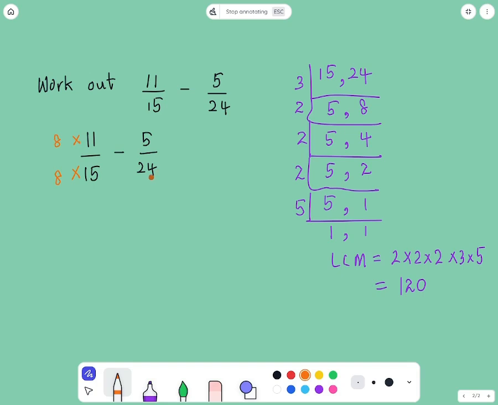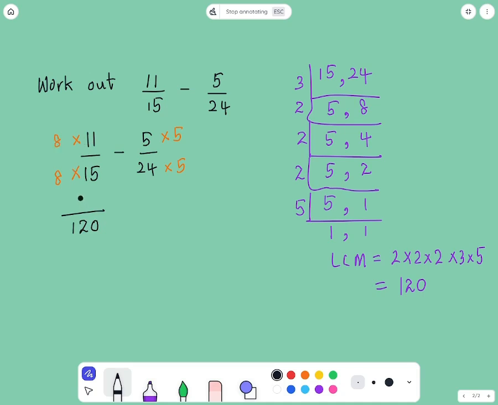Now in the second fraction you have the denominator 24. So in this product you need to find 24. How do you find 24? It is 2 times 2 times 2, 8. 8 times 3, 24. So 24 times 5 is 120. 24 times 5. Then 5 also multiplied by 5. Then you get denominator 120.